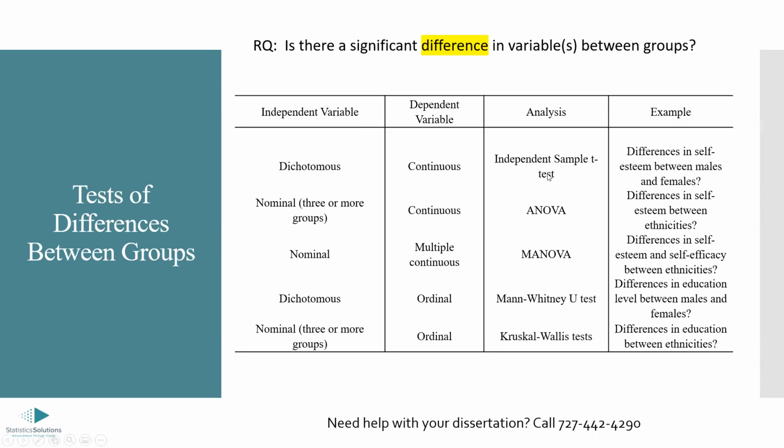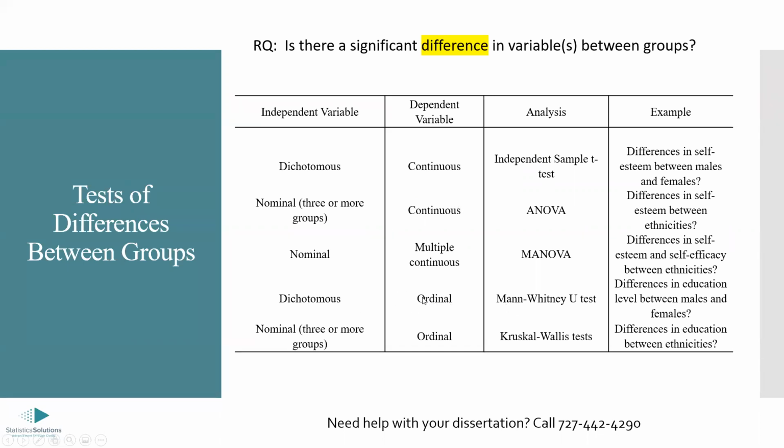So these first 3 examples we discussed are the parametric options: t-tests, ANOVA, and MANOVA. Now we're going to get into non-parametric options. A non-parametric test is pretty much used when you have an ordinal variable instead of a continuous variable.